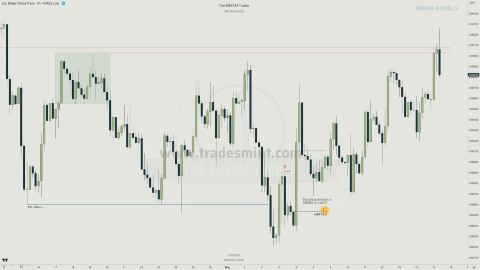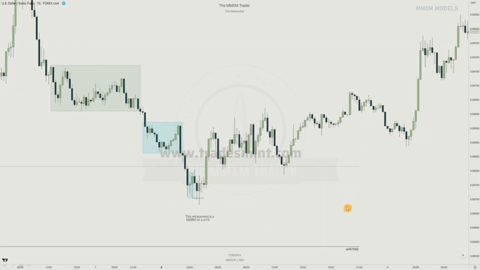And then this retracement is a market maker buy model on a 15-minute time frame. So now we're on a 4-hour, right? We went from a daily external range and now our drawn liquidity is the internal range. We can see this market maker buy model form on a 4-hour and break of structure and a higher time frame POI. So let's zoom into the 15-minute. Right, we're on a 15-minute chart, right? We have another original consolidation inside this 4-hour structure, right?